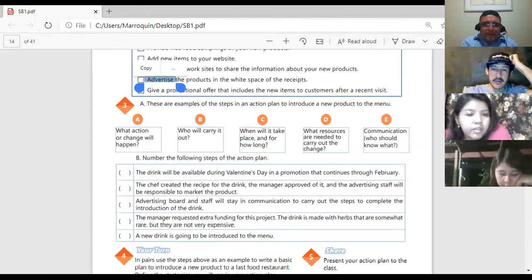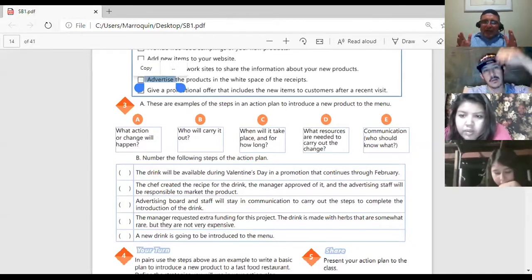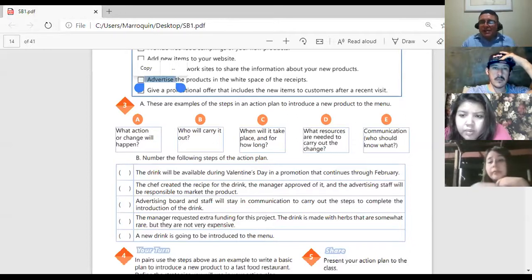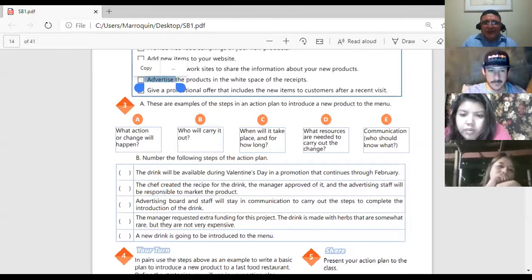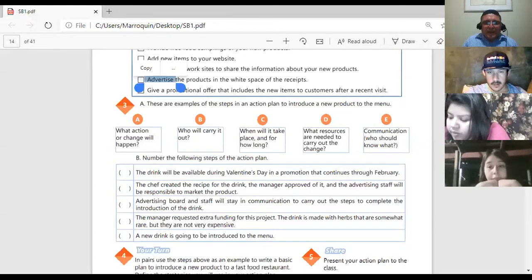In number 3, carry out is a phrasal verb. Yes, it's a phrasal verb. Carry out. And what does it mean? To make it effective. So you make a plan, you need to analyze who's going to execute it. So in other words, who's going to carry out the execution? Exactly. Llevarlo a cabo. Yep. Any others?